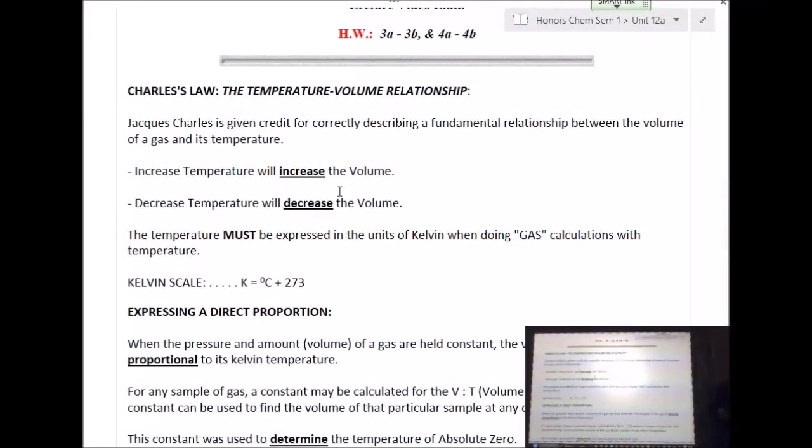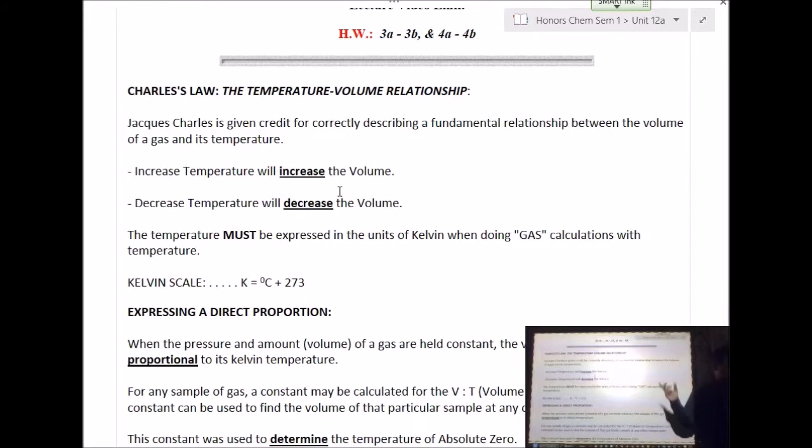All right, so the homework tonight is the 3s and the 4s, which there's 2 of each. And today we're going to continue on by talking about different laws, and on Monday we'll talk about a principle. Now, the things that we're talking about today and Monday deal with volume. It's some type of relationship with volume.